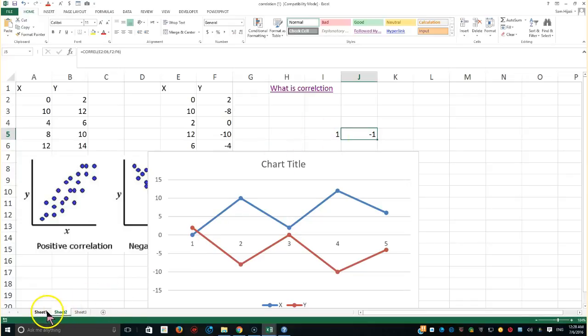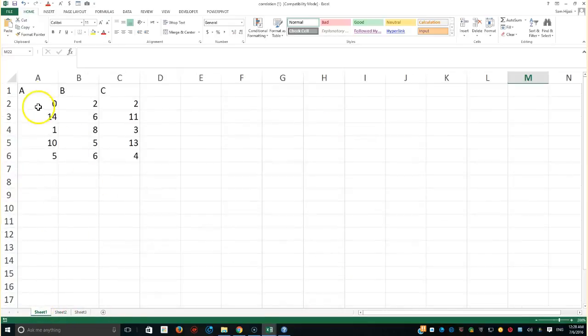Let's take a look at this sheet and see what we're going to do with 3 variables instead of 2. Instead of using the correlate function to take A and B individually, then B and C individually, then A and C individually, there's a lot of work associated with all that.